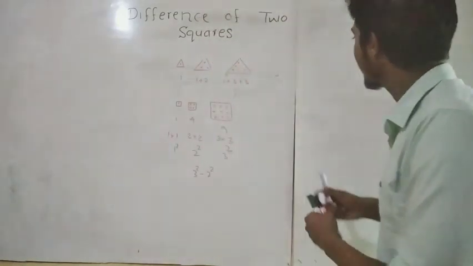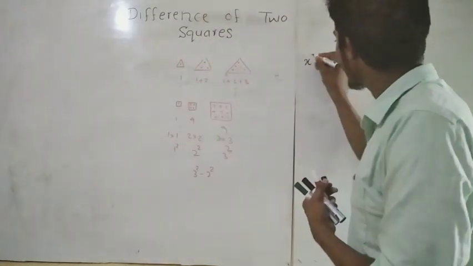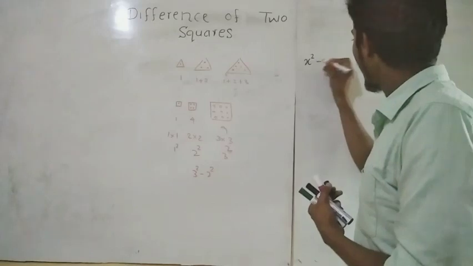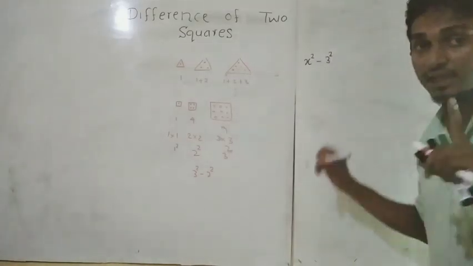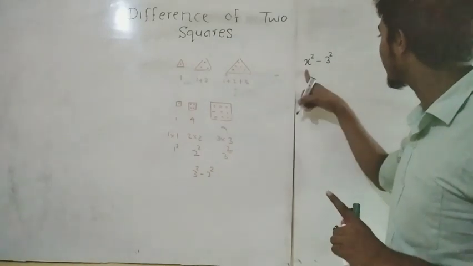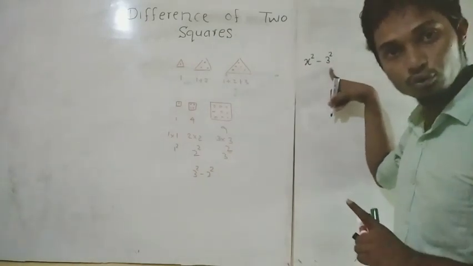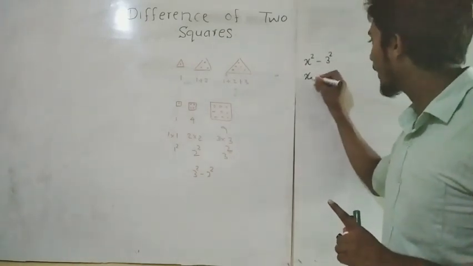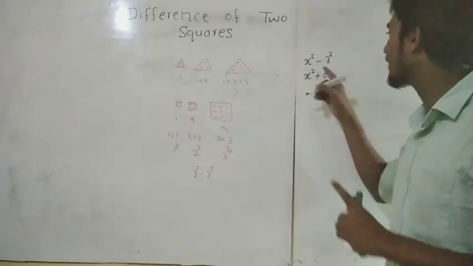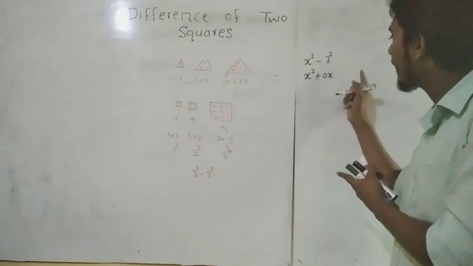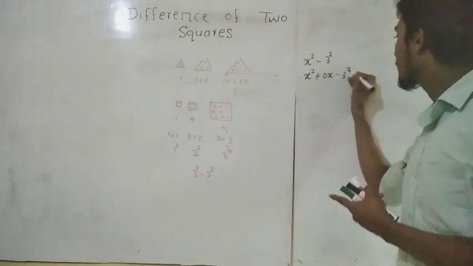For example, suppose you have x squared minus 3 squared. How are we going to factorize this? Now listen to this very carefully. I want you all to pay attention. This is a square term here and this is also a square term here. Now x squared, can I write this as plus 0x? You know that there is no x term, so I'll put it as 0x, minus 3 squared.